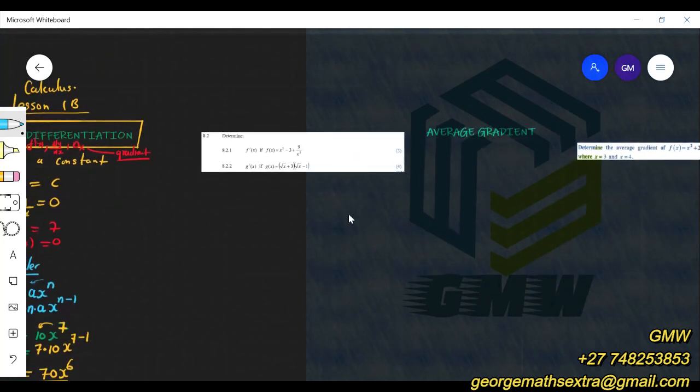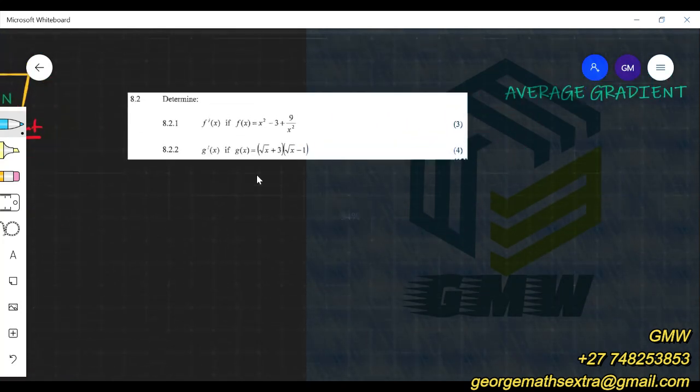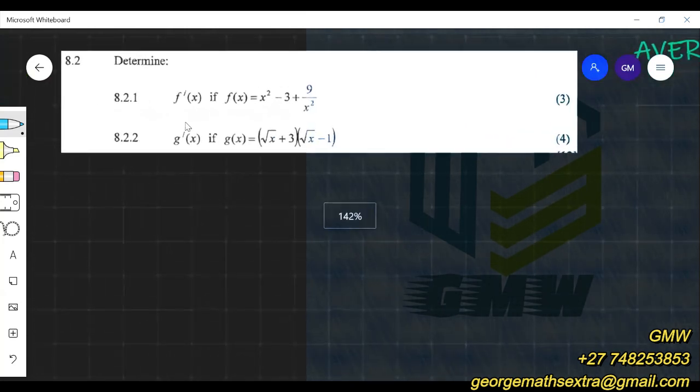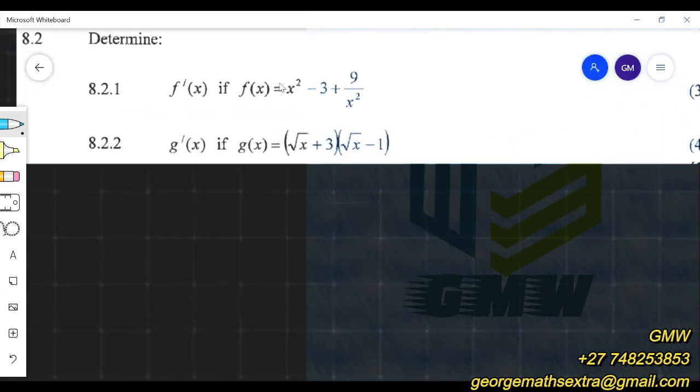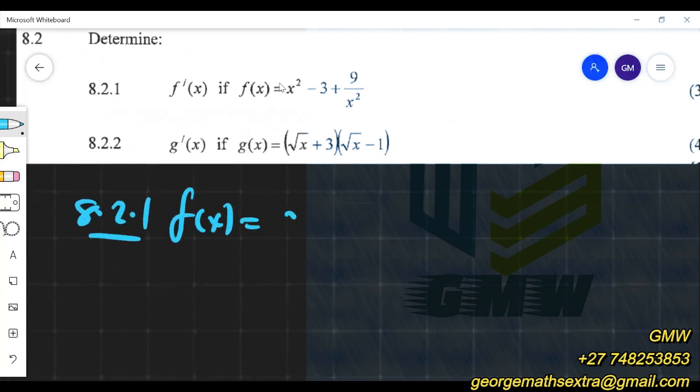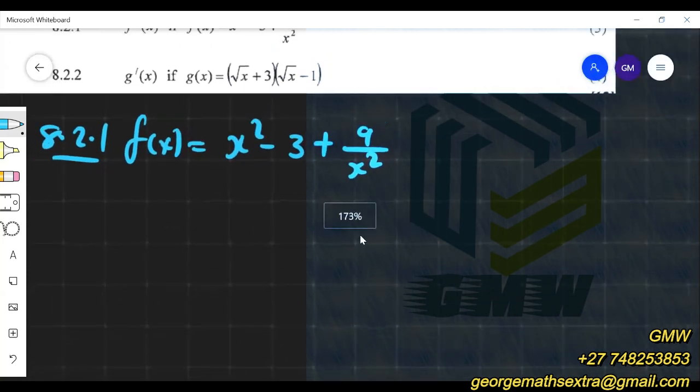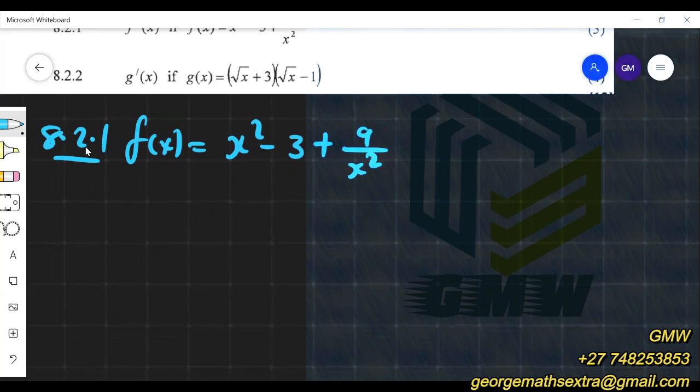Now, what they will ask you in the exam is this. They say, determine f prime of x if, that's 8.2.1, f of x is equal to x squared minus 3 plus 9 over x squared. They want us to differentiate this with respect to x and find f prime of x. But this question is not in the structure that I know how to differentiate. By that, I mean it is not all having x to the power n. This is what we learned to differentiate, right?